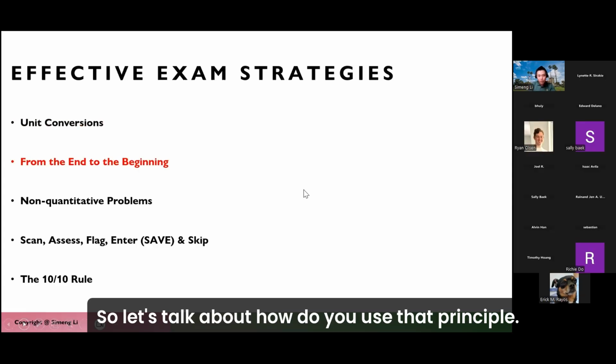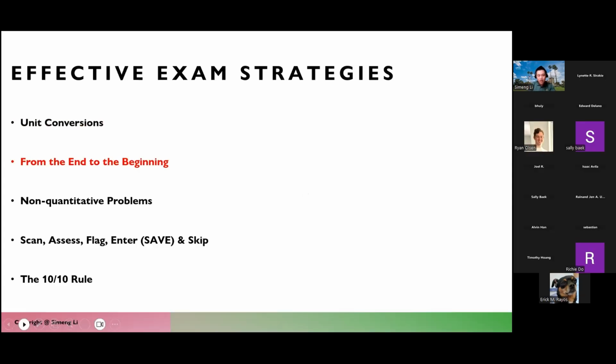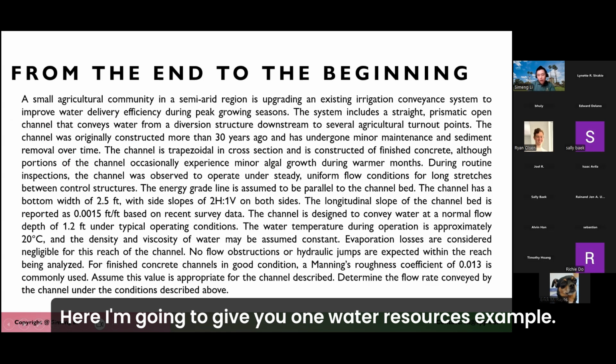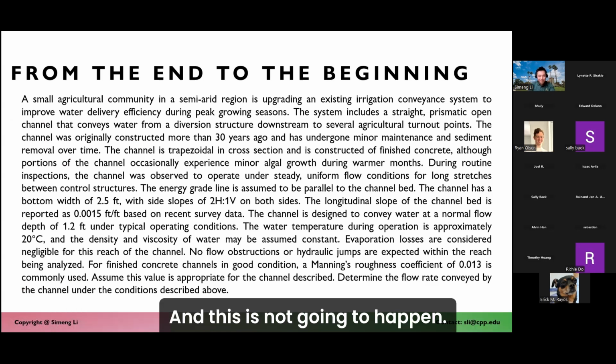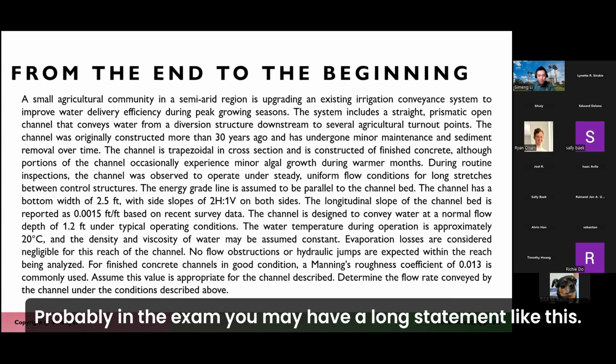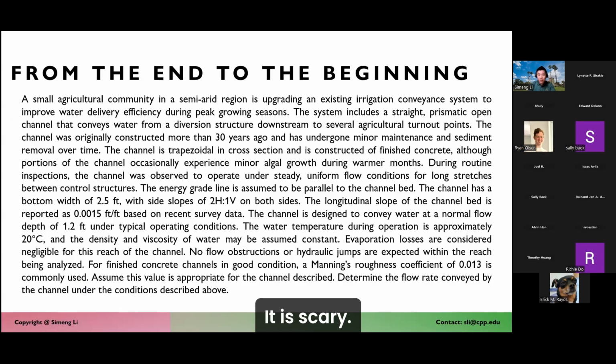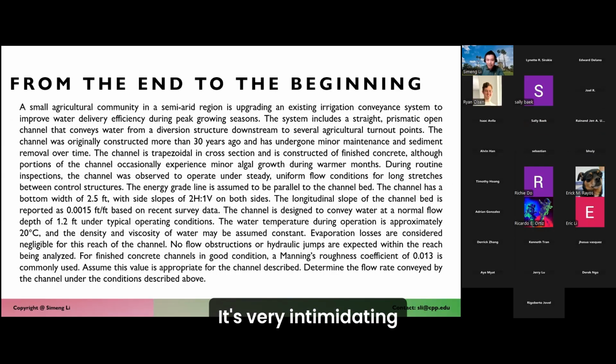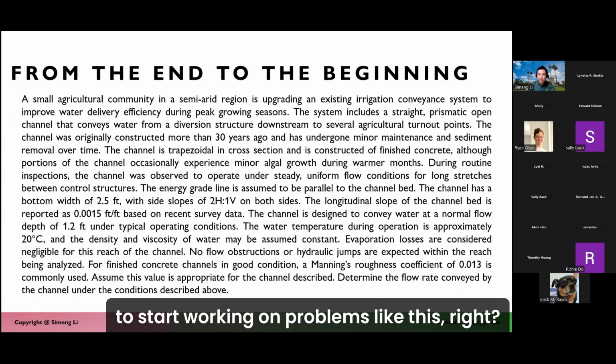So let's talk about how you use that principle. Here I'm going to give you one water resources example. This is not going to happen in your FE. This is too long. Probably in the PE exam, you may have a long statement like this. It is scary. It's very intimidating to start working on problems like this, right?